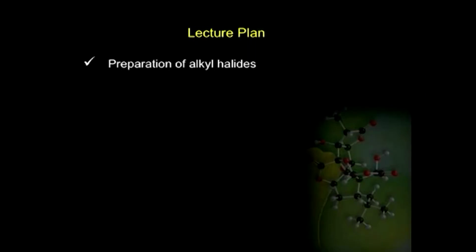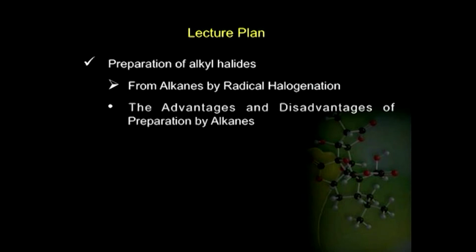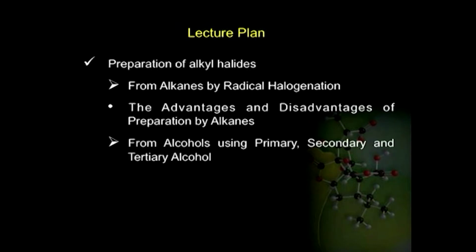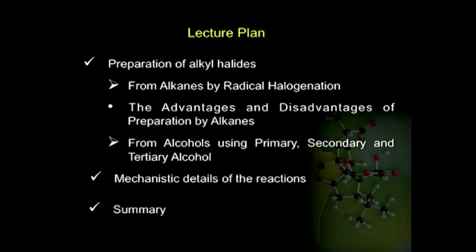So, the lecture plan for today is that we would deal with the preparation of alkyl halides from alkanes by radical halogenation, and in radical halogenation of alkanes the advantages and disadvantages of preparation would be discussed, and then the preparation of alkyl halides from alcohols using primary, secondary and tertiary alcohols will be covered in detail, and the mechanistic details of all the reactions which come across during the preparation of alkyl halides from alkanes and alcohols will also be discussed. After the mechanistic details of the reactions, we would sum up the lecture for this particular session.